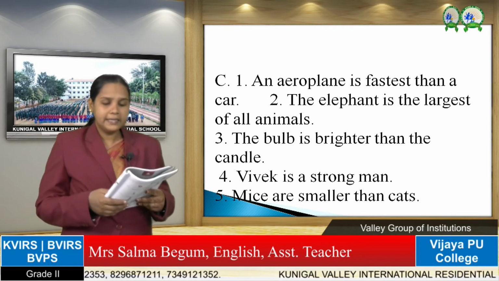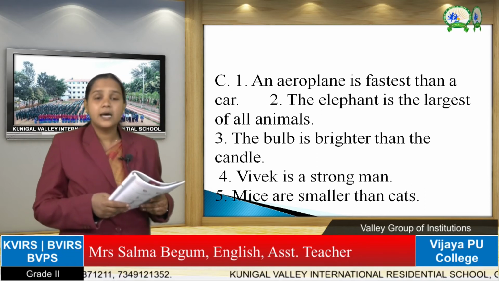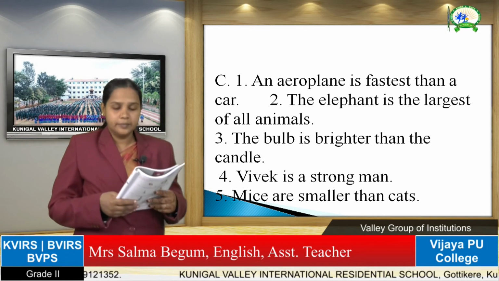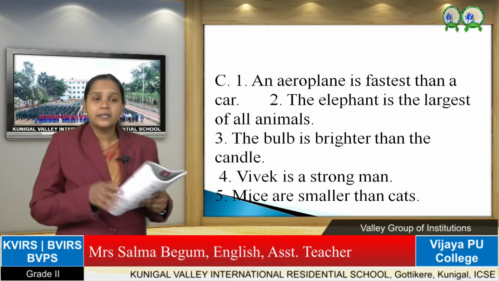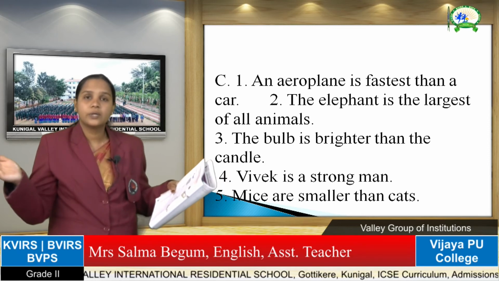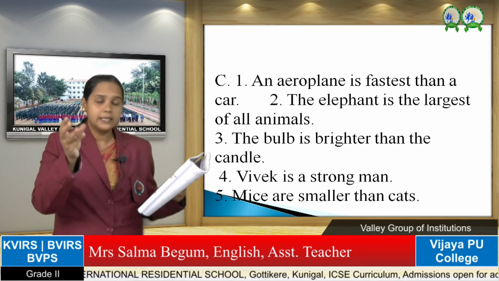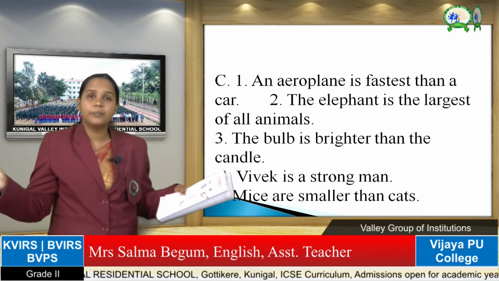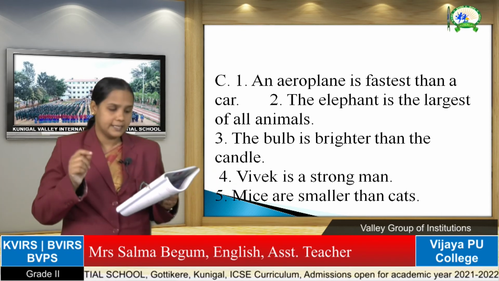Next you have elephant. An elephant is the larger animal. So here you can see cows are there, but the elephant is the largest animal. Comparing to the lion, the elephant is more big, so we are going to take largest.